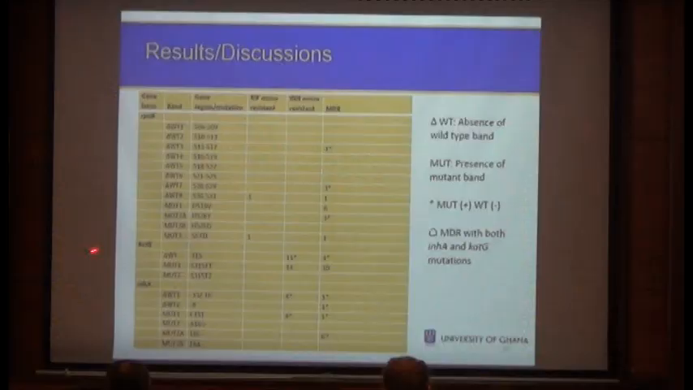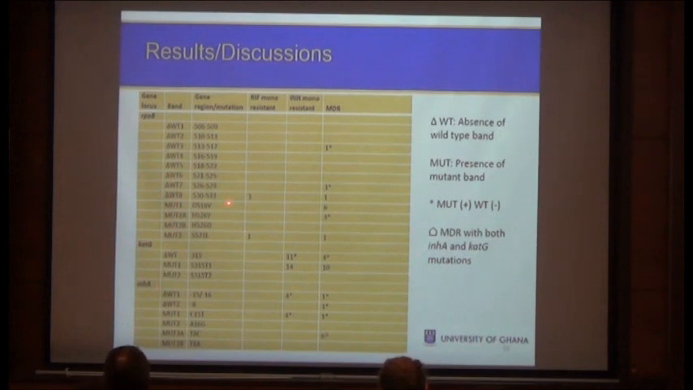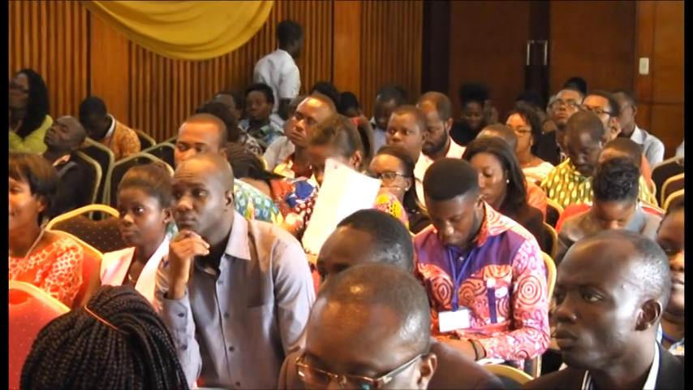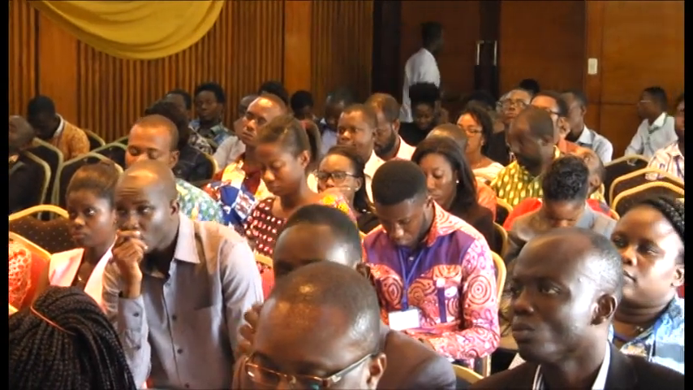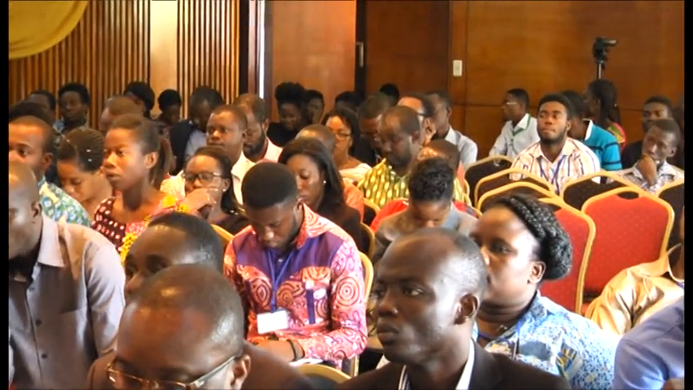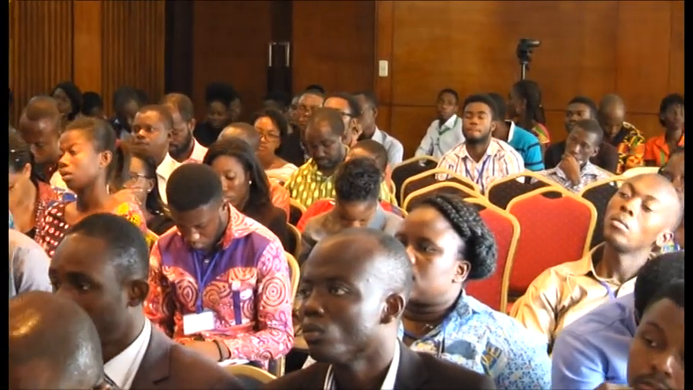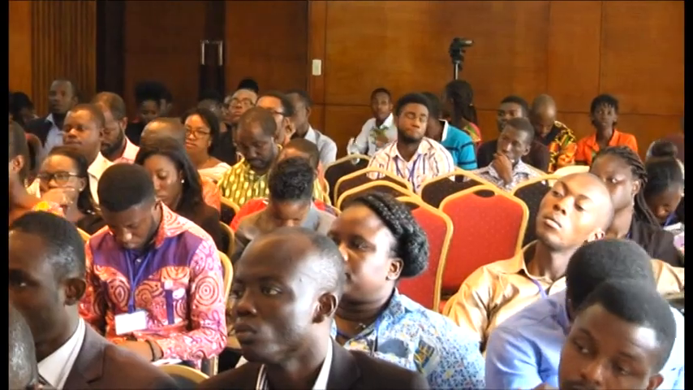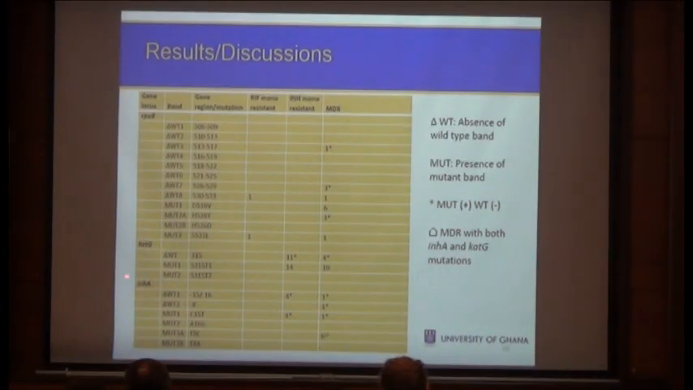This table here shows the probes that were used for the MTBC isolates. It was realized that the majority of the rifampicin mutations were in codon 516 of the rpoB gene. Then for the isoniazid, we had mutations in both the katG and the inhA promoter region.